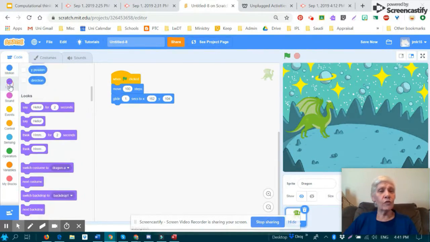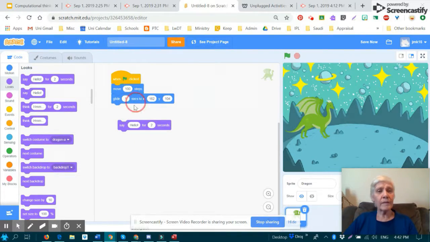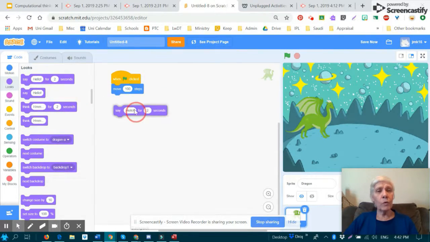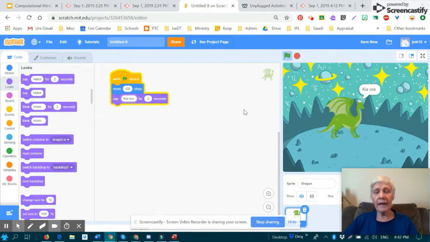I can use a looks block and get it to say something. Now, if I do that, it will put a speech bubble for whatever it is that I want it to say. So, kia ora, and click the flag, and there we go.